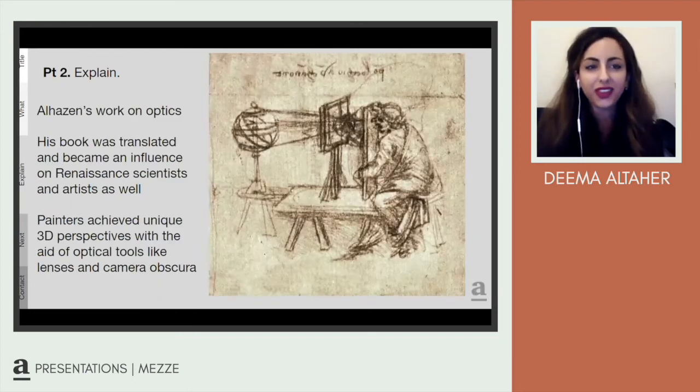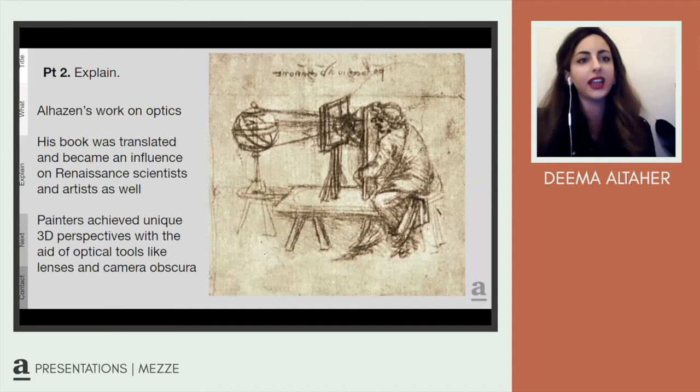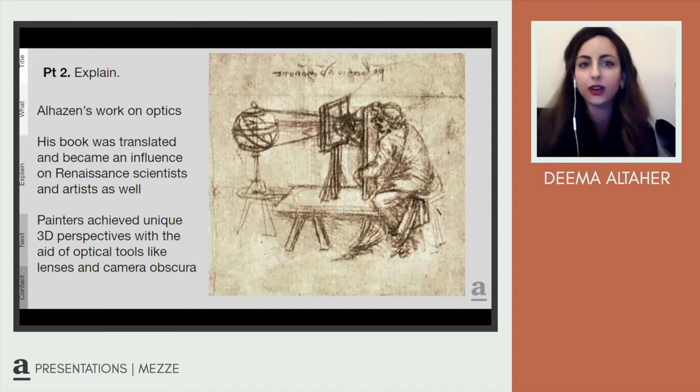So many centuries pass after Alhazen lived and died, but his work lived on. His book, during the Renaissance times, became translated and also ended up influencing the scientists and artists that were working during that time. It was a time period of a lot of scientific discovery, a lot of advancements in the way art was made, a lot of different experimentation with different styles and things like that.